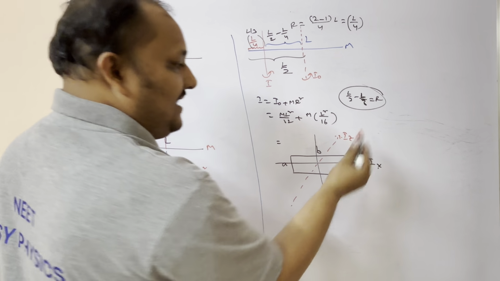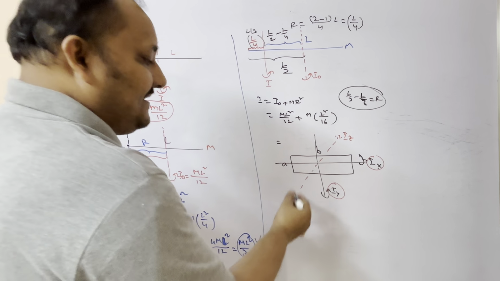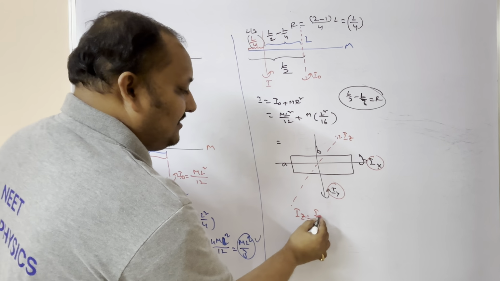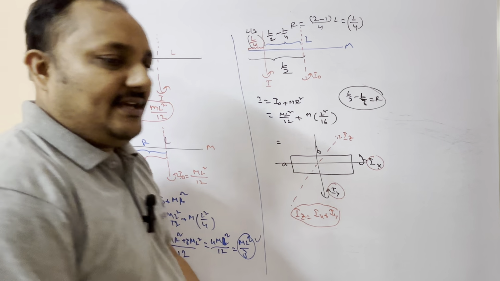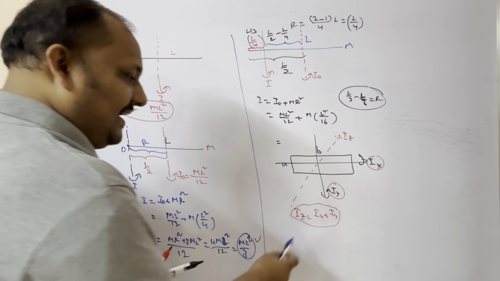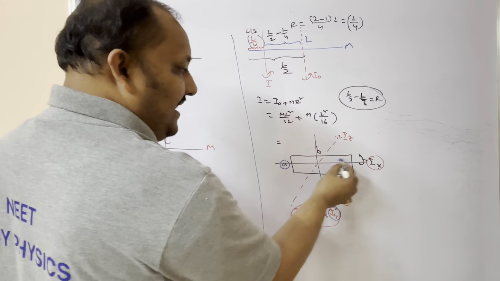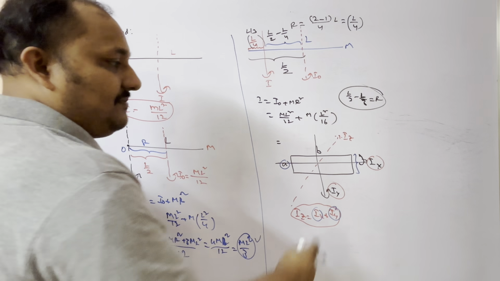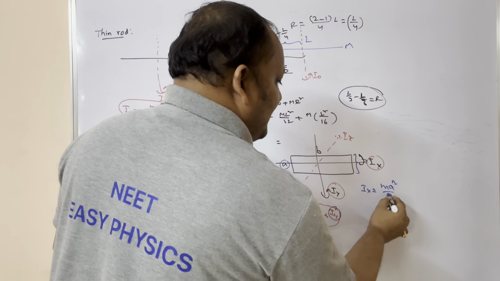This is going to be Iz. If you know Ix and Iy, you can calculate Iz. Which axis theorem? Perpendicular axis theorem. This is the first time and last time we are going to use this perpendicular axis theorem. Now for Iz, what are Ix and Iy? Ix means perpendicular to A. If you observe, perpendicular to A, therefore Ix equals m A square by 12.